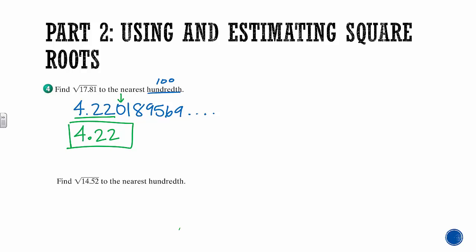Now the next one, find the square root of 14.52 to the nearest hundredth. So again, I can just type this in my calculator. I know it's going to be somewhere in between 3 and 4. And I get 3.81 to the nearest hundredth.